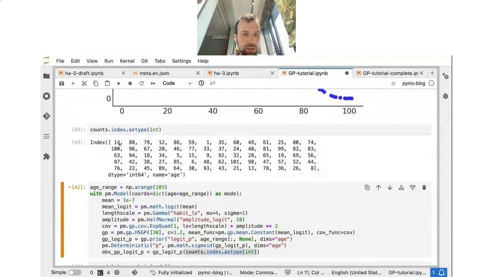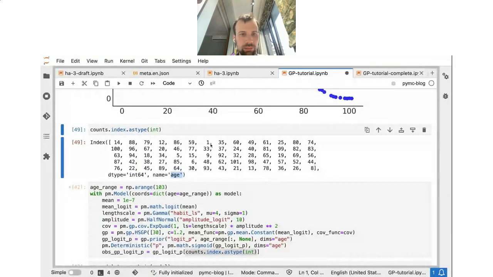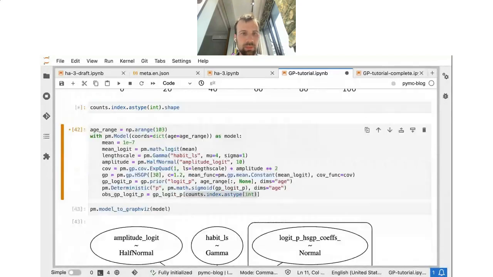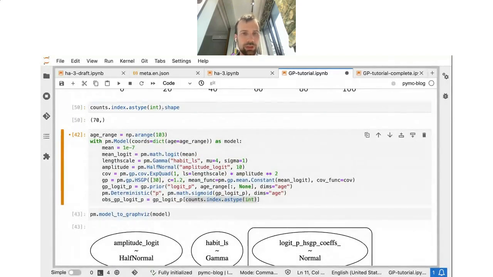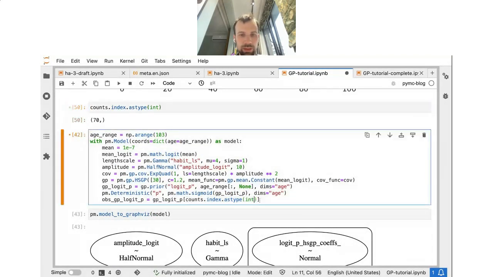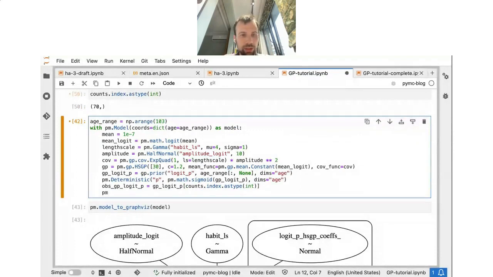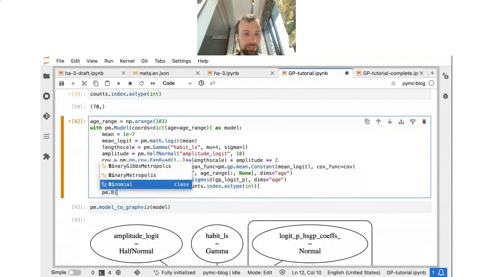So they are all integers, age, yes, 17. Right, good. So the only thing left is to have the observed value. We use binomial.